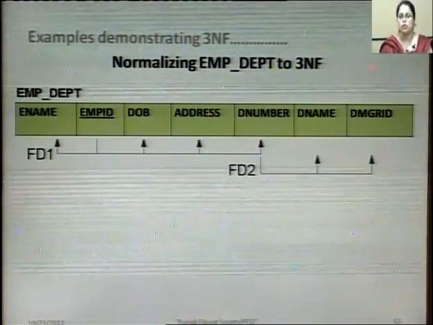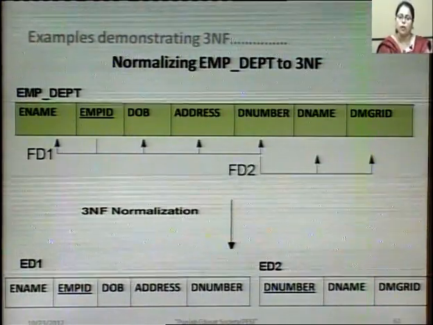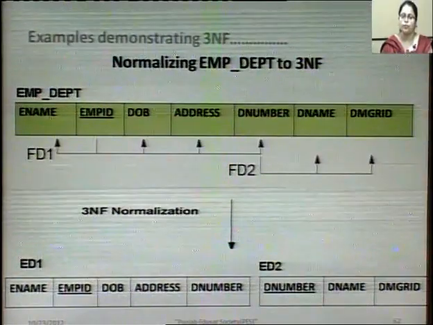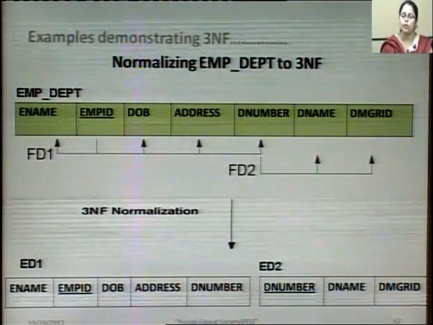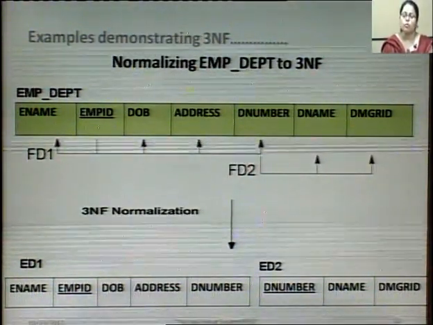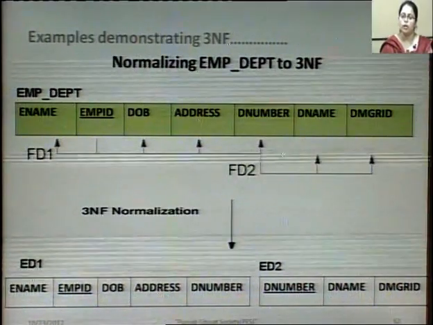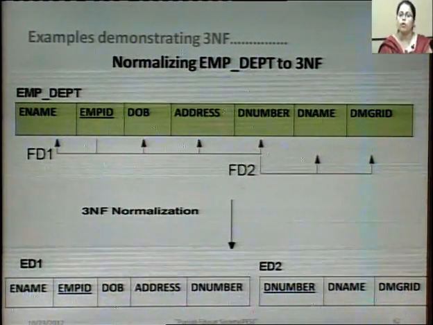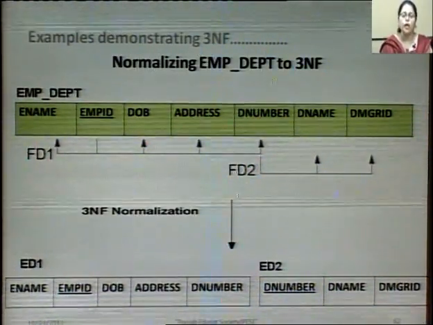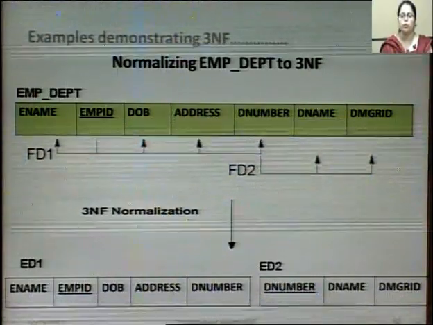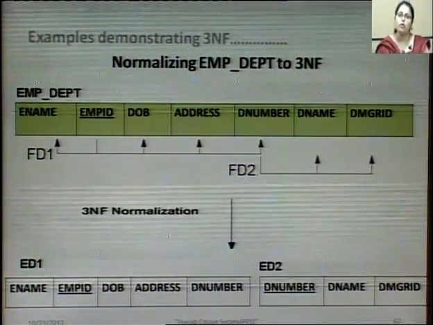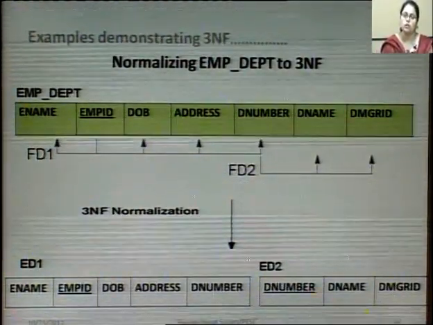For normalizing this relation to third normal form, because it contains the transitive dependency, we will decompose it into two relations. One is ed1 and second is ed2. In ed1, we have stored the information about the employee ID, name, date of birth, address and department number. In the first table, every non-prime attribute is fully functionally dependent on the primary key, so it is in second normal form, and also there is no non-prime attribute which is transitively dependent on the primary key. So the two conditions of third normal form are satisfied, therefore this relation is in third normal form.